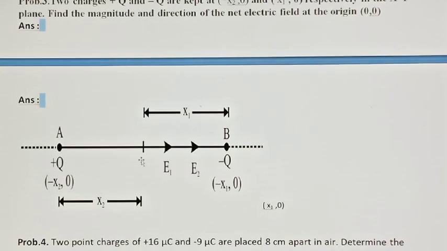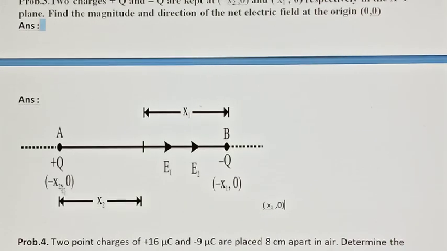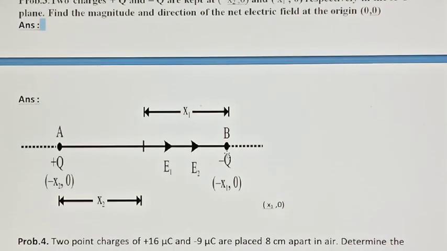This is minus x2, because this part is the negative x-axis and this part is the positive x-axis. So this is minus x2, 0, where 0 is the y coordinate, and here it is x1, 0. So this point is x1, and the y coordinate is 0.